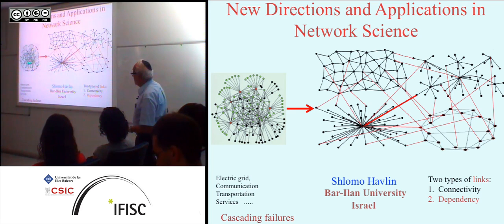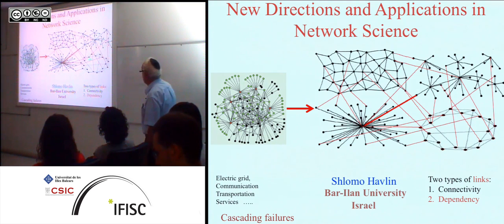Here you see a single network. The single network can represent, like, electric grid, communication system, transportation. A network means that you have nodes and links or services, but in many cases, in most cases, actually, networks are not isolated, but they interact with each other. And the interaction that I speak about is actually, there are two types of links here. If you look here, you see black links and red links.